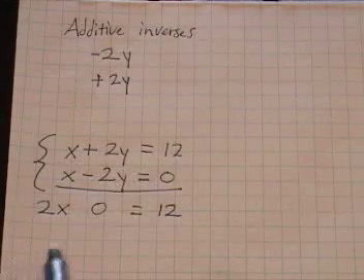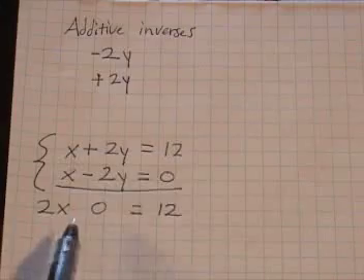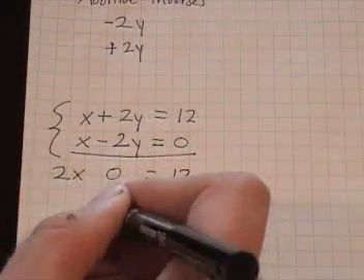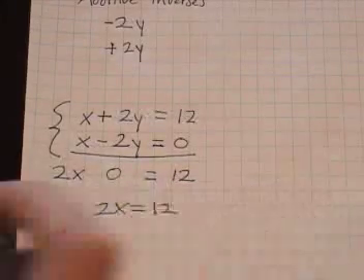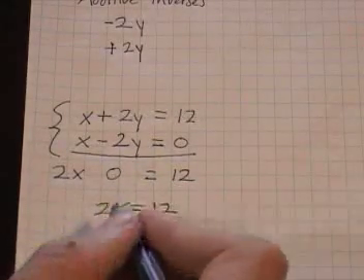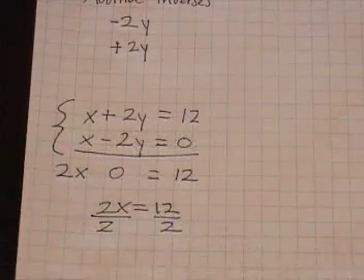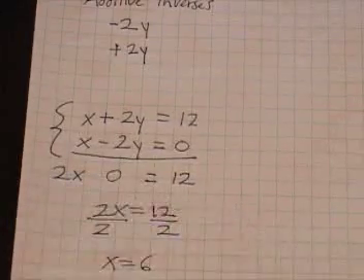So there you have it. You just eliminated this variable. We have it in terms of x. Now let's go ahead and solve it for x. We're going to rewrite it to make it look a little bit nicer. Go ahead and divide by 2 to isolate x. It becomes x equals 6.